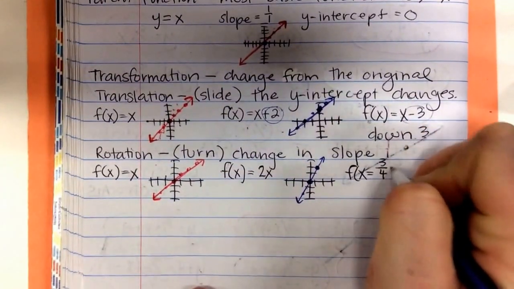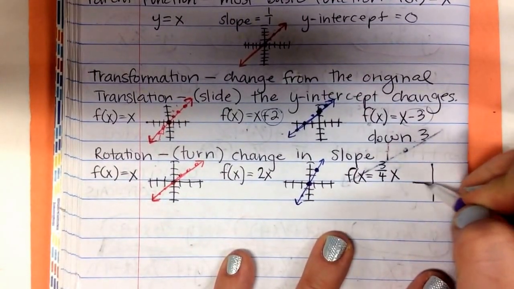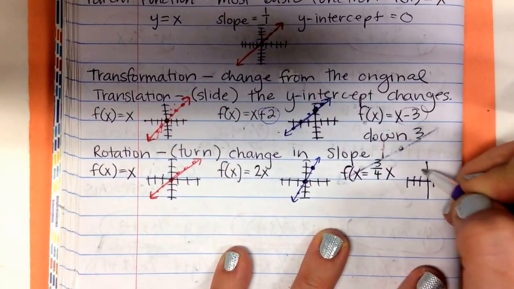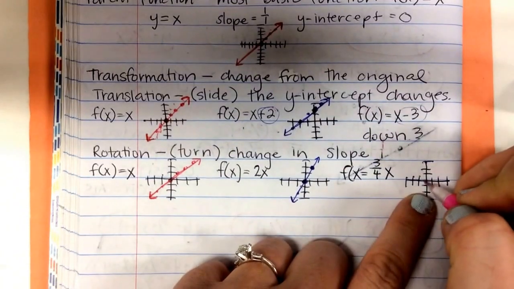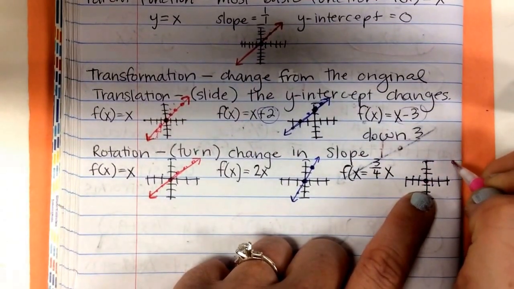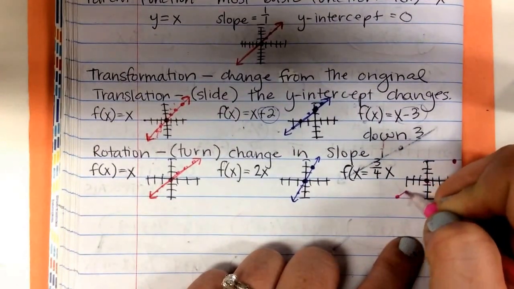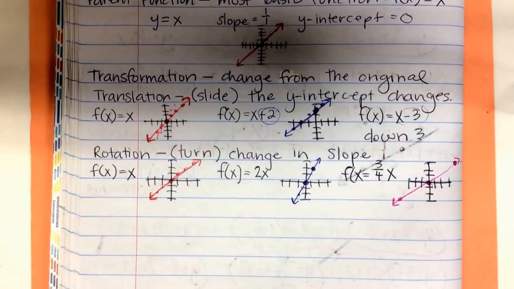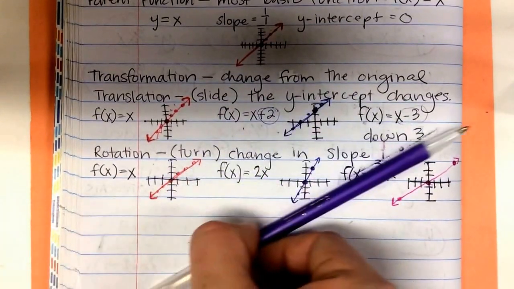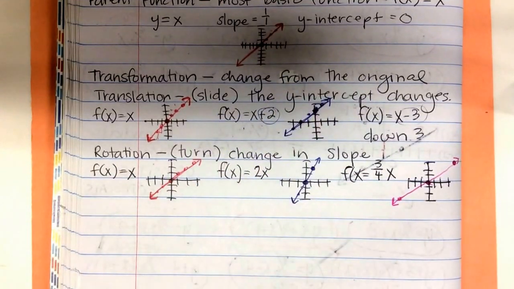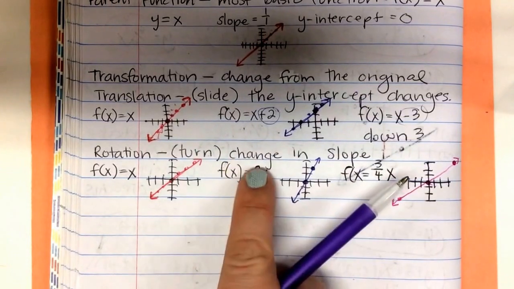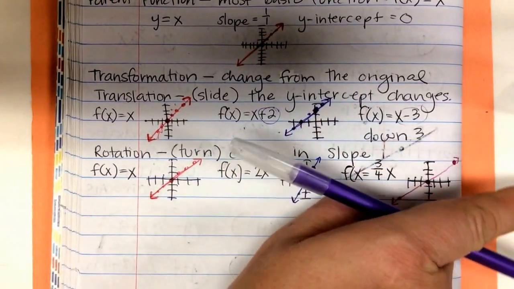Let's make another graph of 3/4 x. What happens when the slope changes? This starts at 0, right? I go up 3 and over 4, down 3 and backward 4. It rotates. A change in slope is a rotation. It affects its steepness. The bigger the number, the steeper the line. The smaller the number, the less steep.